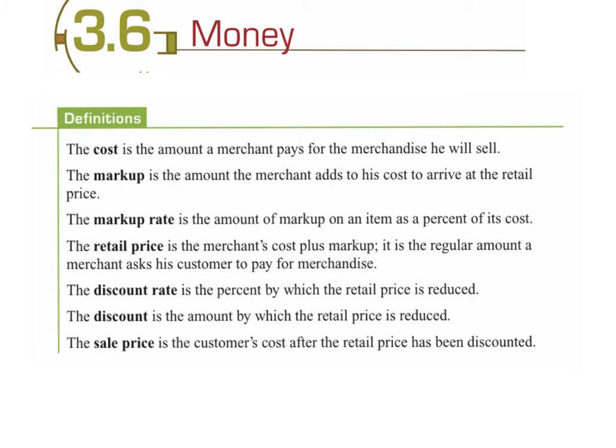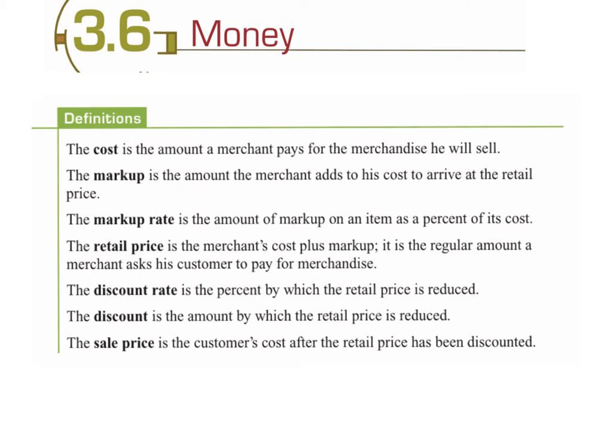Let's go through them really quickly. The cost is the amount a merchant pays for the merchandise he will sell. So cost to the guy who is selling it is how much he pays for it. Markup then is the amount the merchant adds to his cost to arrive at the retail price. So his cost versus what he sells it to you for. The markup rate is the amount of markup on an item as a percent of cost. So markup rate is the percent increase based off of the original cost.